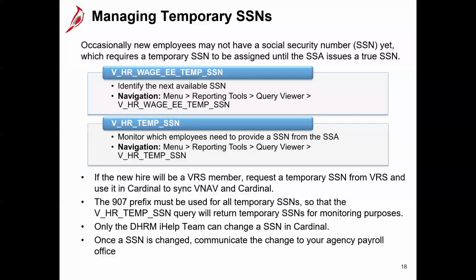Only the DHRM iHelp team can change Social Security numbers within the Cardinal system. So you will want to reach out to them when that temporary or that permanent SSN comes in. And again, you want to do this in a timely basis. Once the Social Security number is changed, you want to communicate the change to your agency payroll. And you want to look in VNAV, because for your VRS retirees, if that Social Security number is coming for that type of employee, you want to check their VNAV to make sure that when that new SSN number comes in, VNAV gets updated appropriately.